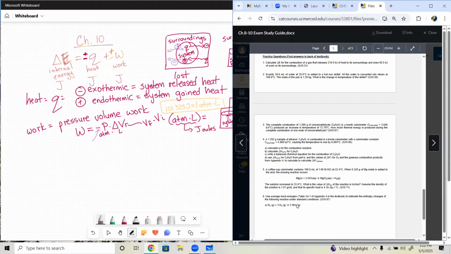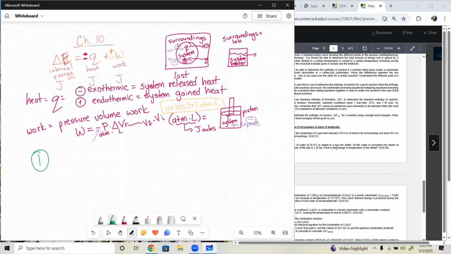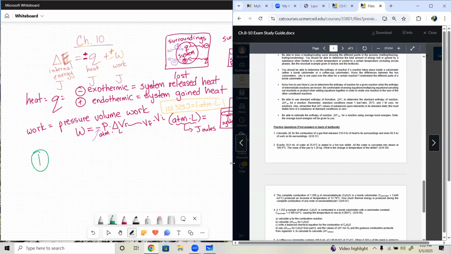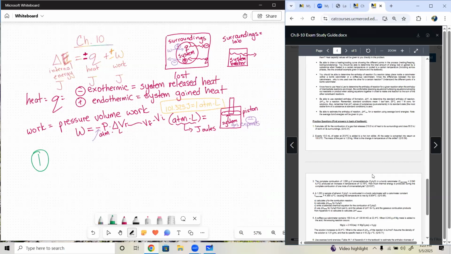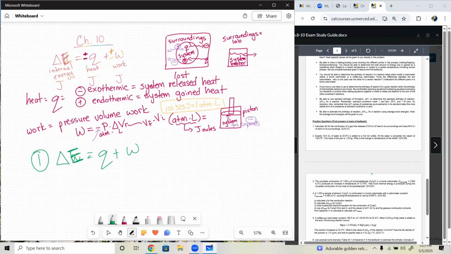When you see words like "calculate delta E for the combustion of a gas," this is question 1 on the practice problems in the study guide. Calculate delta E for the combustion of a gas that releases this much heat. Here's where you need to understand how to put the signs into the equation. It's okay if you can't read the right side of the screen. This reaction is releasing heat, so Q is negative. Delta E is going to be Q plus W, but we determine the signs of Q and W by understanding how to put the signs in.